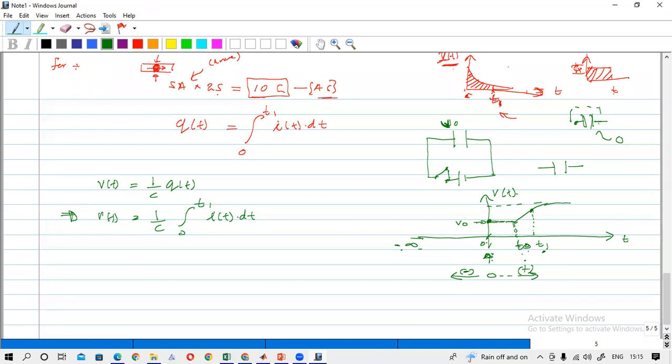Then from T naught to T1 you want to find the new charge. So you can modify this V(t): 1 by C, and now you have to find the charge from T naught to T1. So that is i(t) dt.